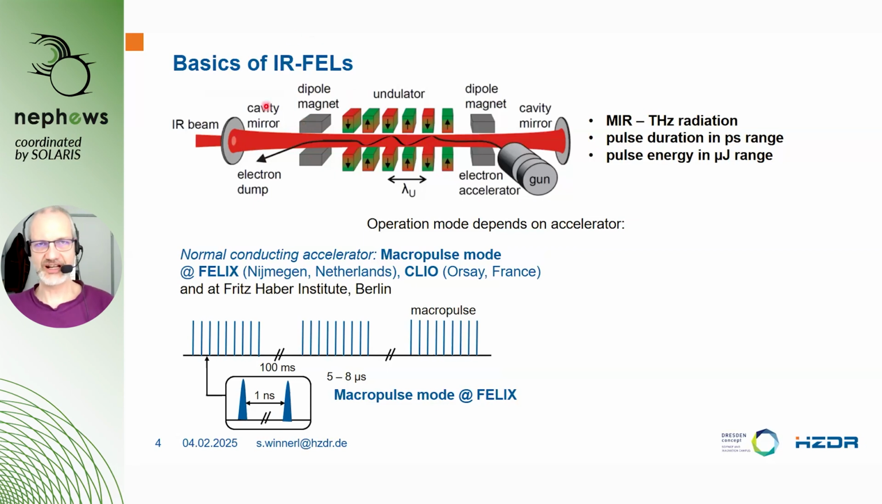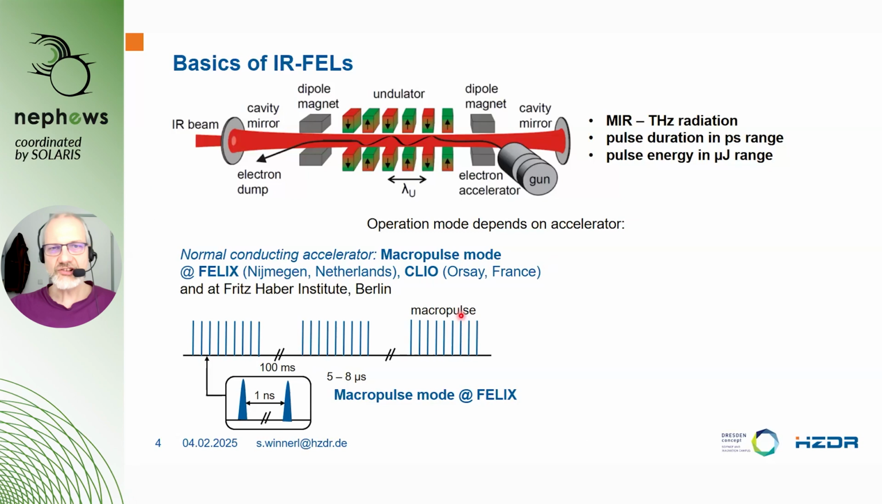Very quickly, the basics of an infrared free electron laser. It consists of an undulator where the electron beam is sent through, and then radiation is created, and it consists of a very simple cavity with one end mirror and one mirror with a hole where part of the radiation is coupled out. And so, as mentioned before, they cover the mid-infrared and terahertz region. Pulses typically have a duration of picoseconds, and pulse energies are in the microjoule range.